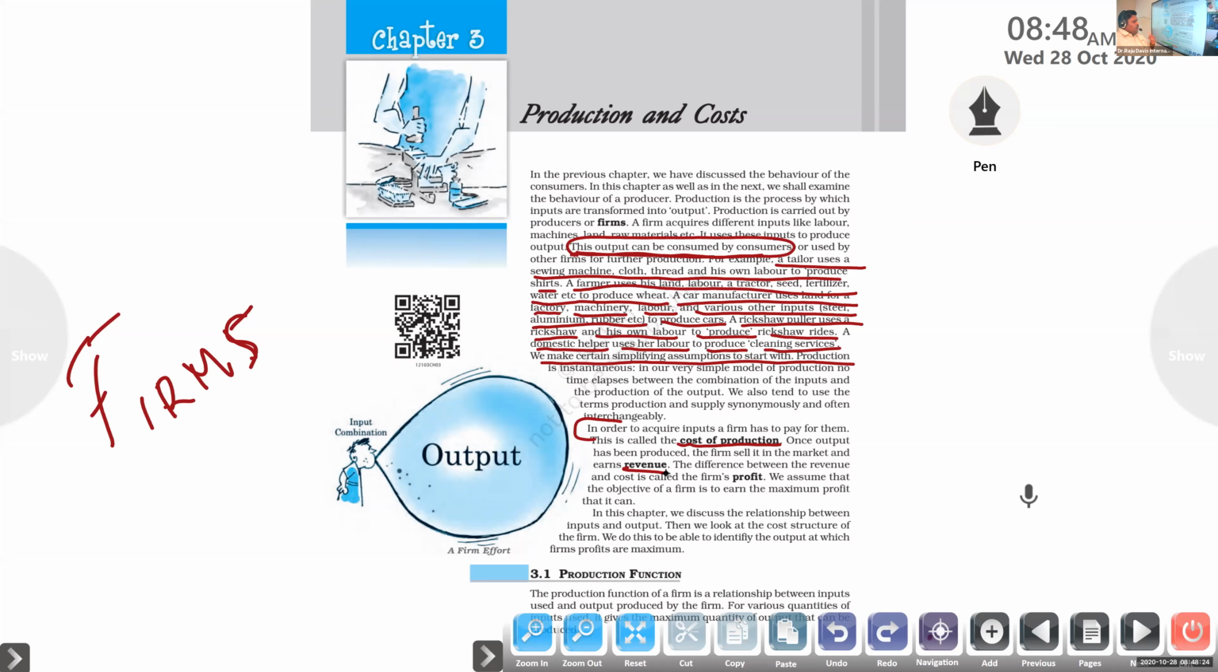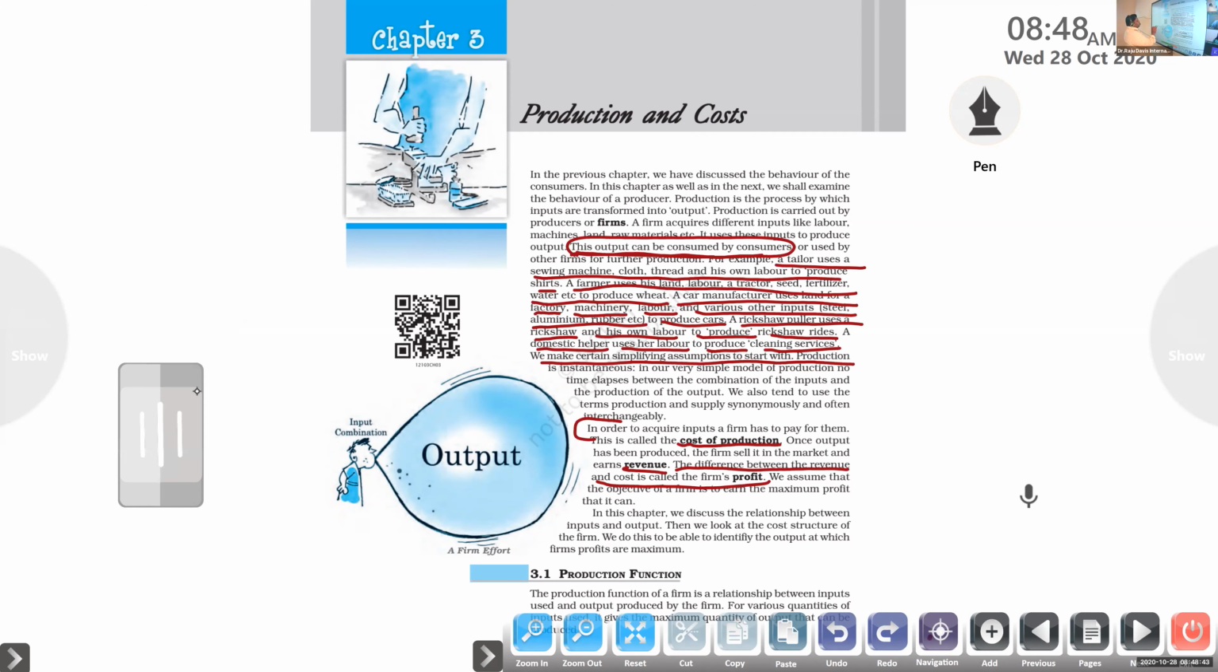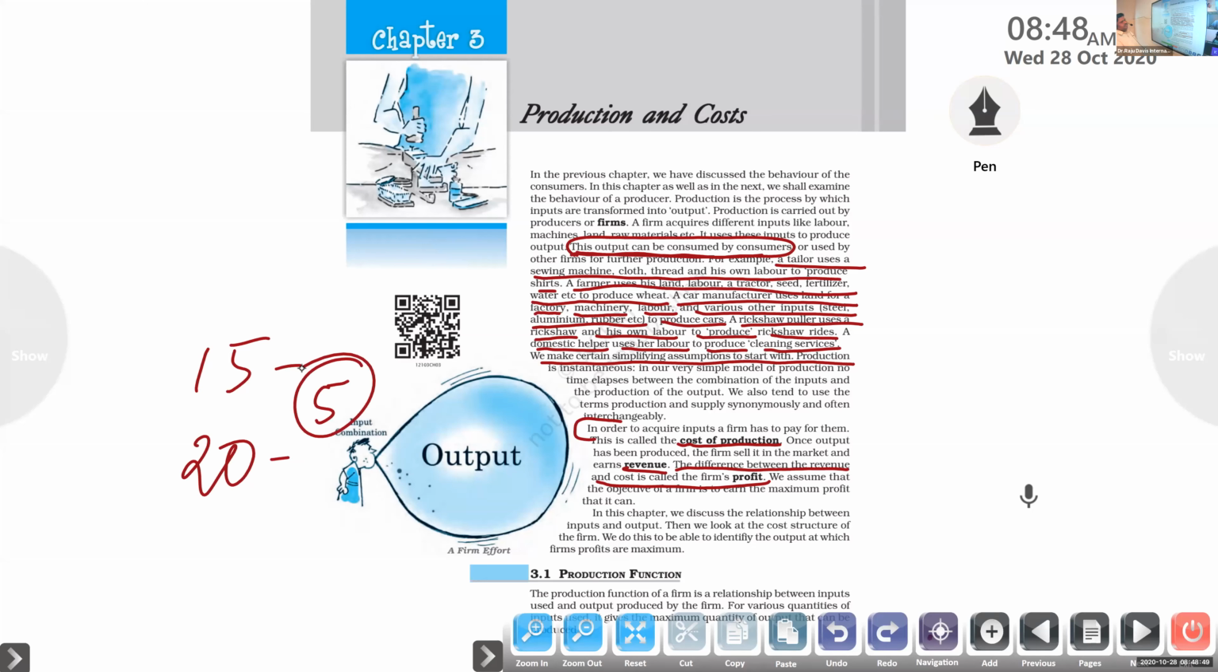Okay, so they are selling the products in the market to earn revenue. In difference, so underline the next point here. The difference between the revenue and the cost is called the firm's profit. The difference between the revenue and the cost of production is called the profit. So the cost of production for one tea, just imagine, is 15 rupees, and you sold that in the market for 20 rupees. Then the profit is 5 rupees, right? Is that correct or not?